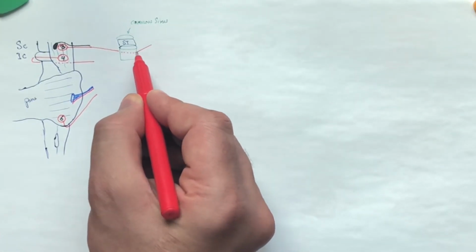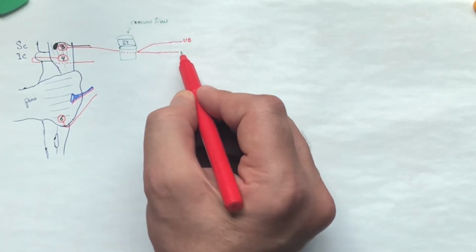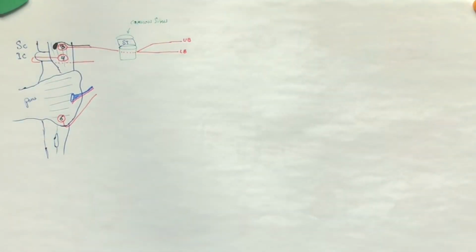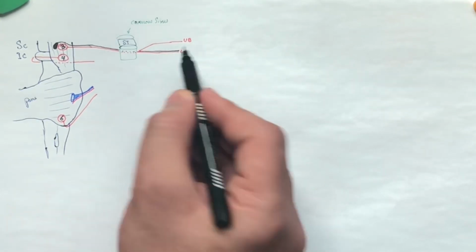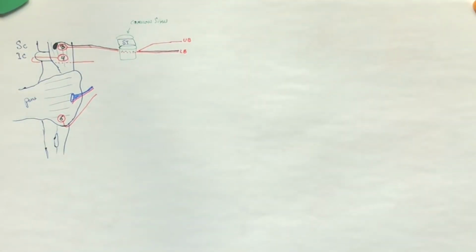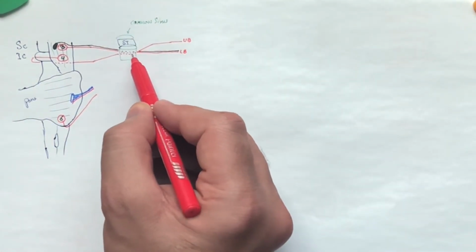So let's start with the third cranial nerve. It passes through the lateral wall. It divides into two branches, the upper branch and the lower branch. It has the parasympathetic fibers that follow the lower branch of the third nerve, right? So here is the fourth nerve that passes through the lateral wall as well.